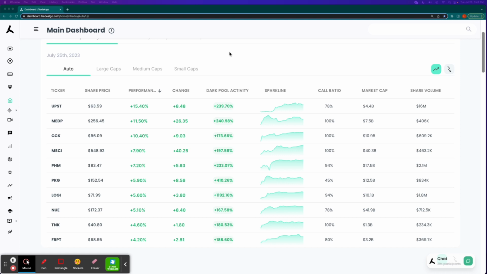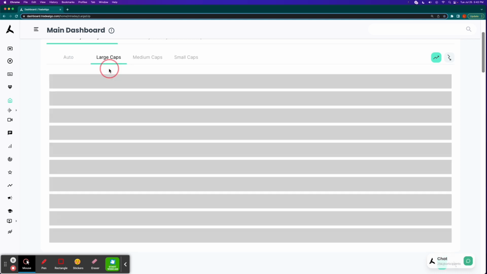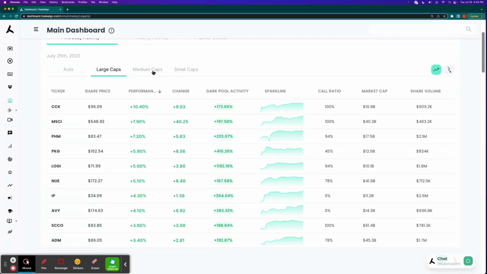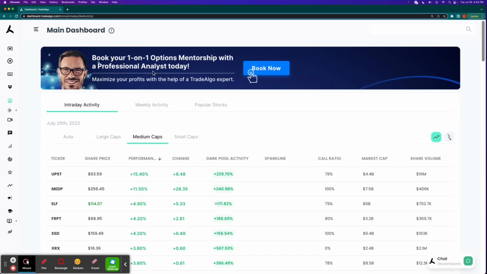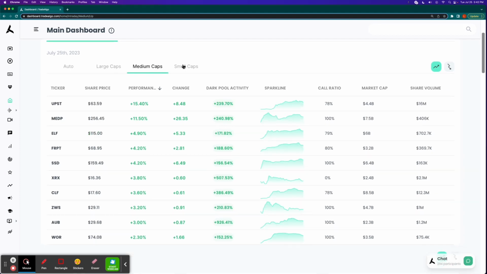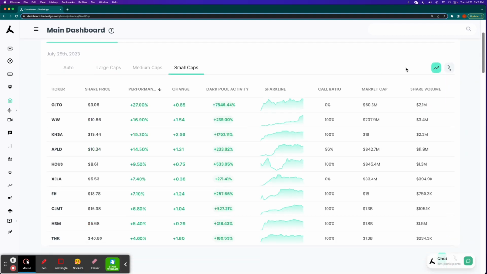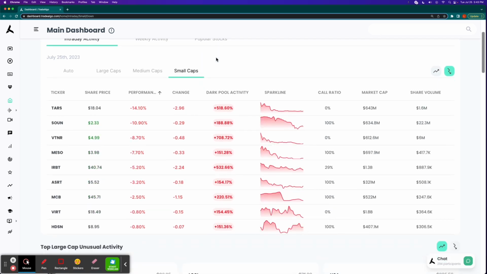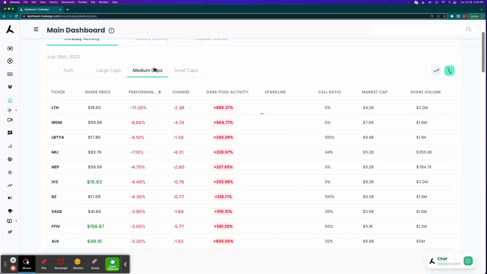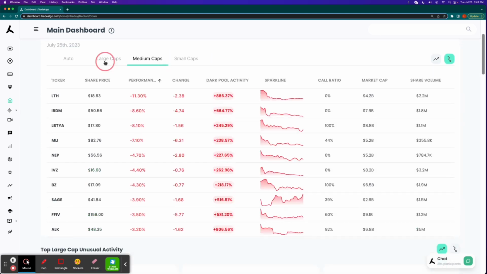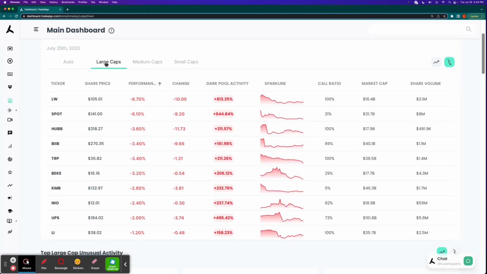Well, here at TradeAlgo, our elite algorithms and machine learning technology are able to identify the top large, mid, and small cap opportunities in both the trending up and downsides of the equation, so that way people can more confidently and successfully trade stocks and options following smart money transactions.